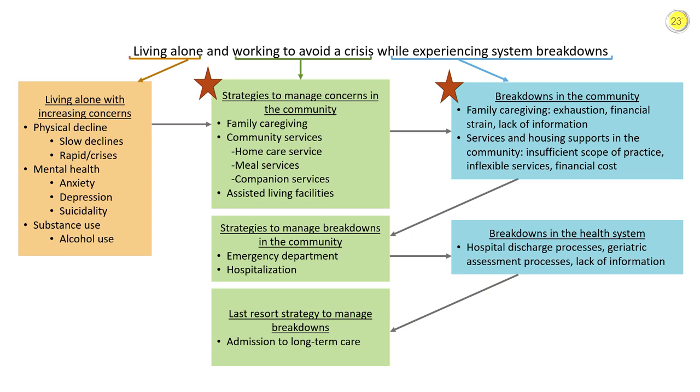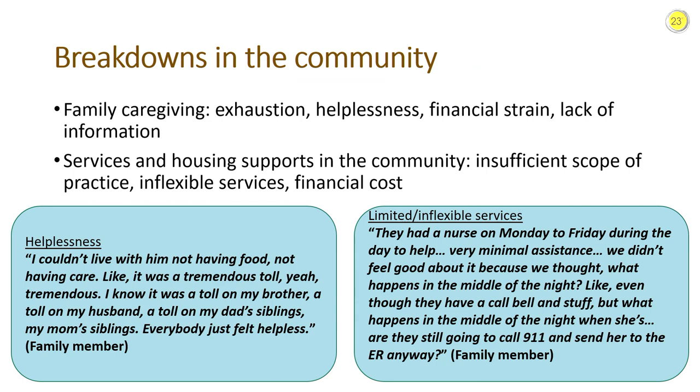And they found the services and supports in the community were insufficient in their scope, inflexible, and very costly to families. And here are a few quotes that family members and residents gave. This first one was a family member who referenced her father, and this was an emotional impact of the work that she was doing as a caregiver and watching him decline. "I couldn't live with him not having food, not having care. Like, it was a tremendous toll. Yeah, tremendous. I know it was a toll on my brother, a toll on my husband, a toll on my dad's siblings, my mom's siblings.